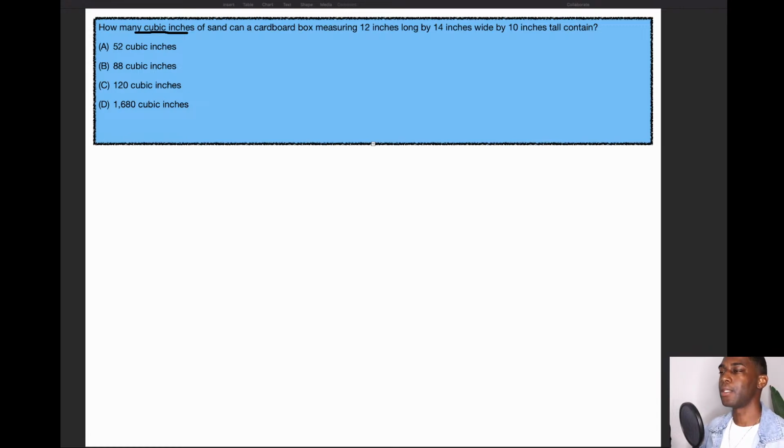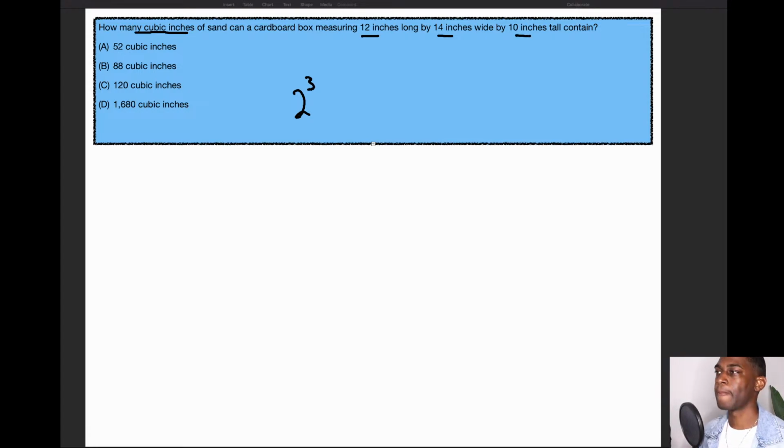Some of y'all might remember in math class that they might be asking a question like, what is 2 cubed? They would write the number 2 here, and then they would have a 3 up top. This 3 meaning cubed, right? Why is it a 3? Because anything cubed is referring to 3 dimensions. The cardboard box that they're referring to is 3-dimensional. We have length, width, and height. 3 dimensions, so it's cubed.